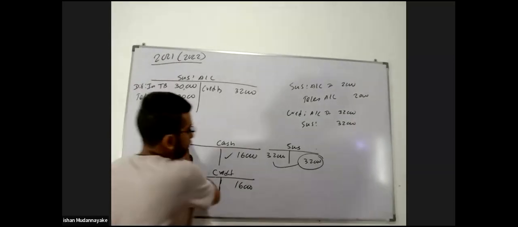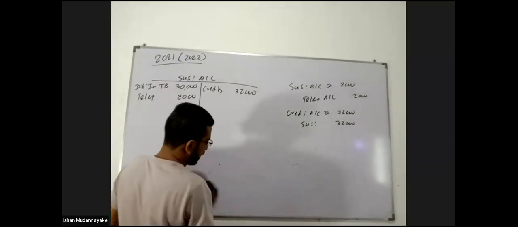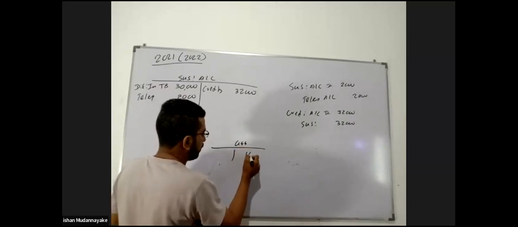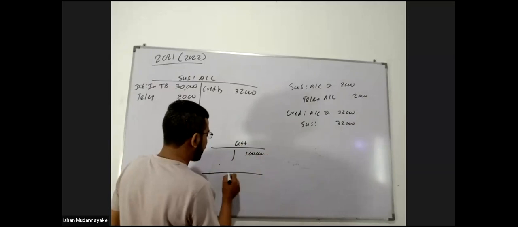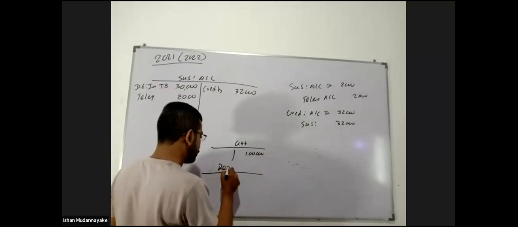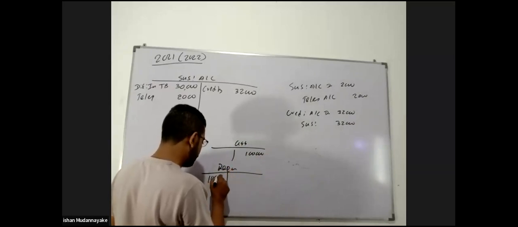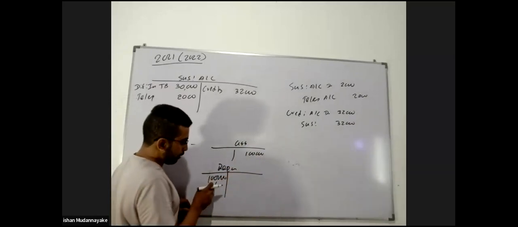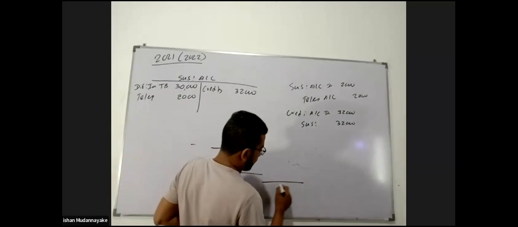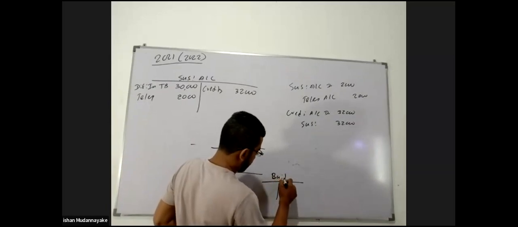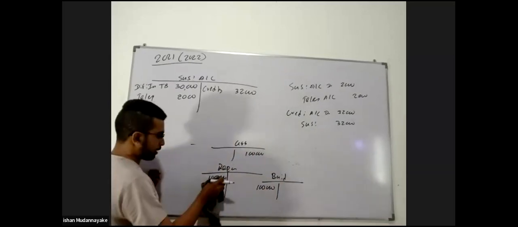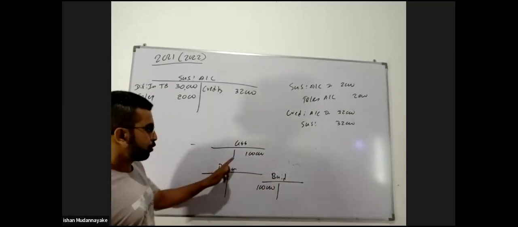Now, building repairing expense has a double entry: cash book credit 100,000, building repair account debit 100,000. But what have they done? Without debiting the repair account, they have debited the building account. Cash book credit, building account debit.